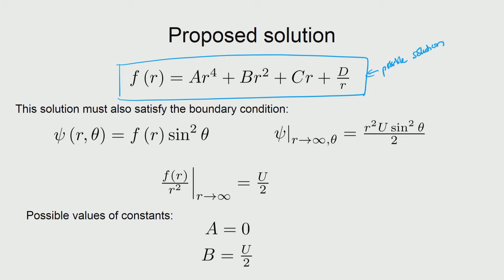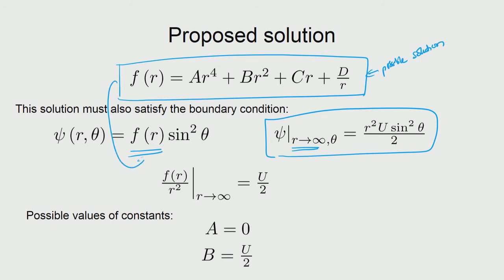Okay. Now, it is only a possible solution, but we need to ensure that it actually satisfies the boundary condition, and we already have the boundary condition requirement here, that is in the limit of far field velocity you must have this particular equation that has to be satisfied. So, if you want to use f of r here, then if you compare with this, f of r in the limit of r tends to infinity should give you r square u by 2, which means that 1 by r square f of r should give you u by 2.